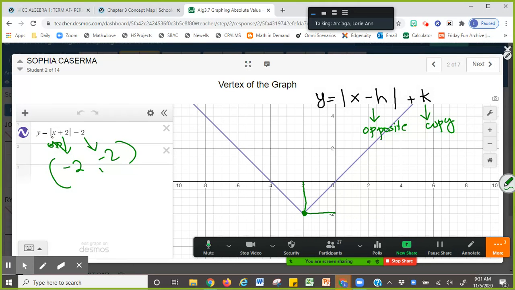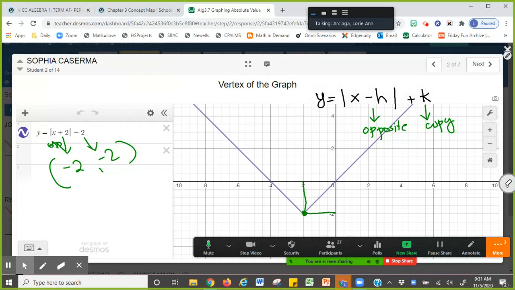Well, why is that? Well, because if you have x plus 2, and you want to get the x value that makes it 0, it's actually negative 2 plus 2 is equal to 0. So it's the opposite, right? Okay.